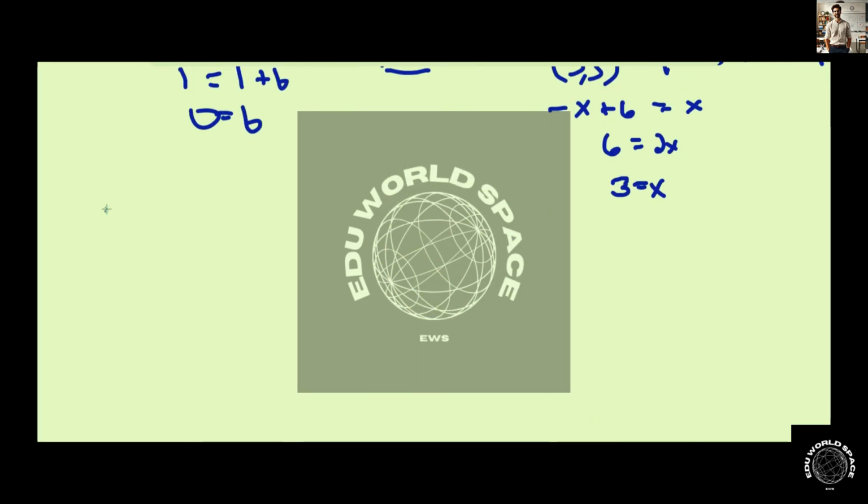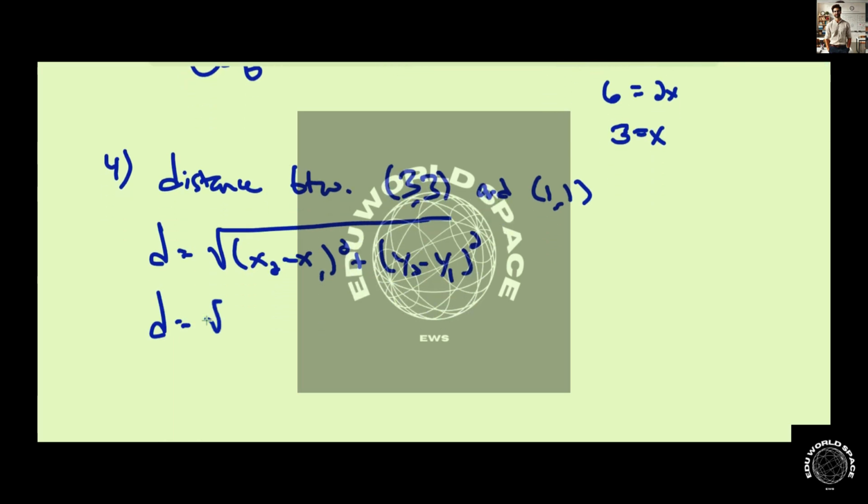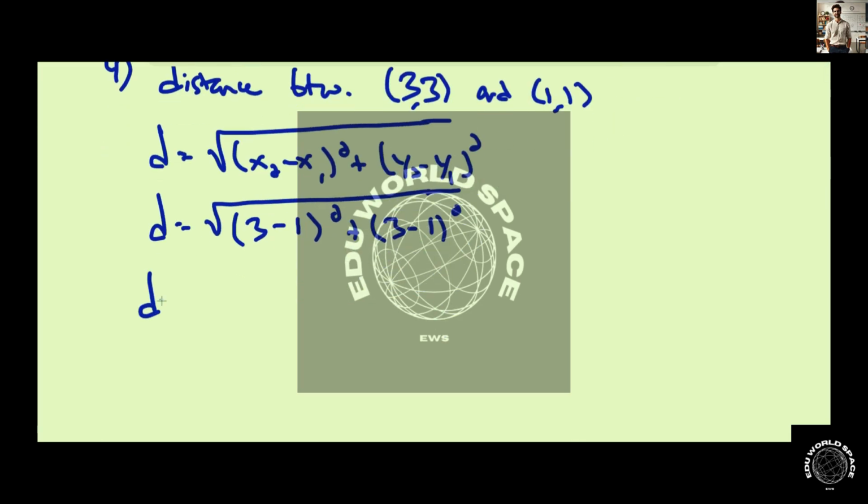So we need to find the distance, and this is the last step. The distance between 3, 3, the intersection, and 1, 1, point P. Let's use the distance formula. That's the square root of the difference of your x coordinates squared plus the difference of your y coordinates squared. Our x coordinates are 3 and 1, and our y coordinates are 3 and 1. 3 minus 1 is 2, squared is 4 again, so we get the square root of 8.